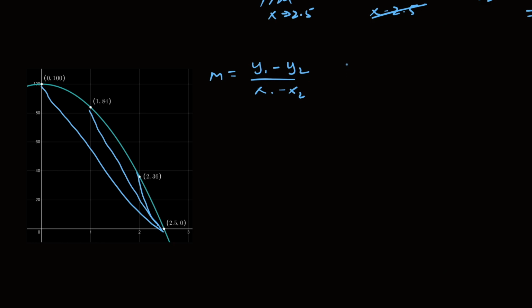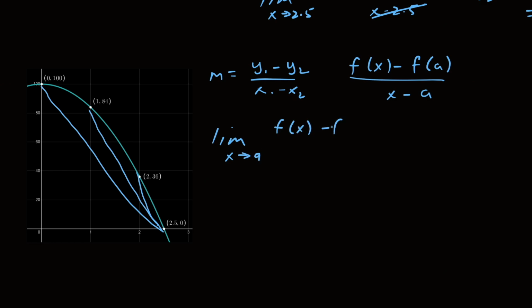And for this problem, we were looking at f of x minus the value at 2.5, but we can do this for any point, f of x minus f of a over x minus a. So that's another way to look at it. But we took the limit as we approached a. So our definition of the derivative, which means the slope at a point, is the limit as x approaches a of f of x minus f of a over x minus a.